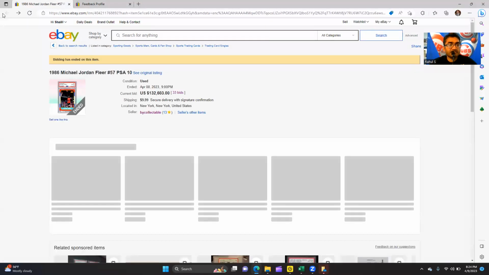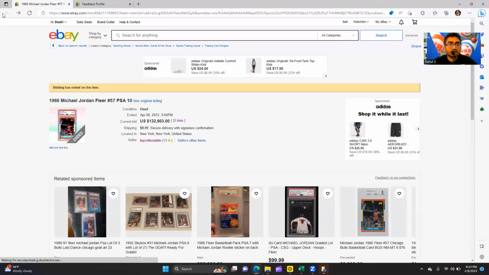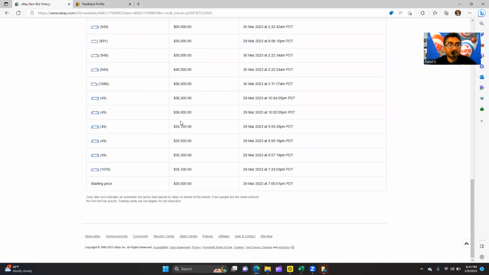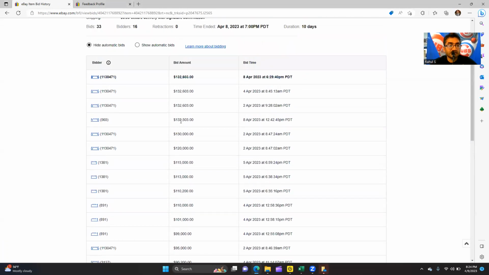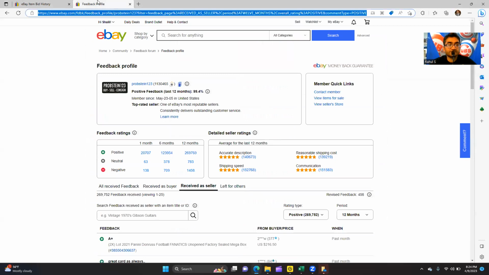And they had this one sale. And it's quite interesting. Okay. Fleer 86 Jordan PSA 10. There were 33 bids. Okay. And let's see here. And you could see that this one large account with millions of reviews is the winner, and they were putting in a lot of bids. Let's find out who this is.